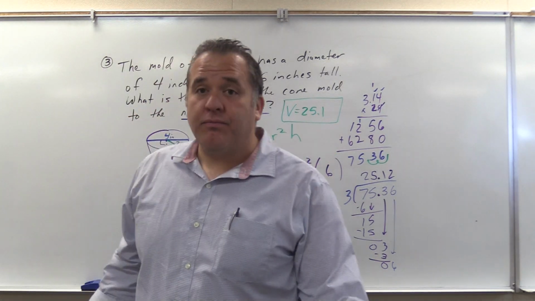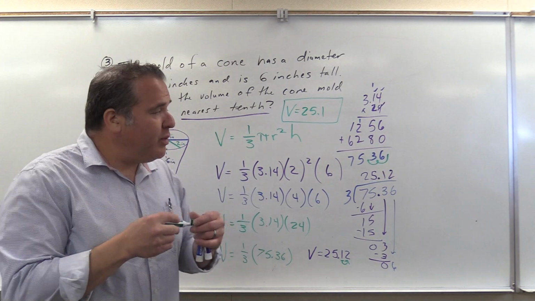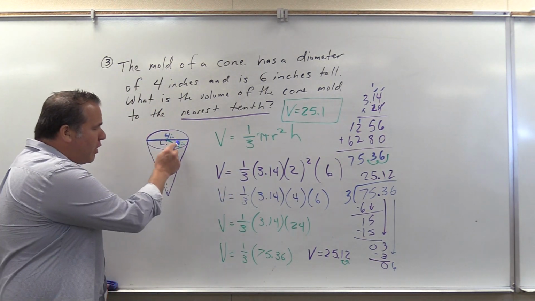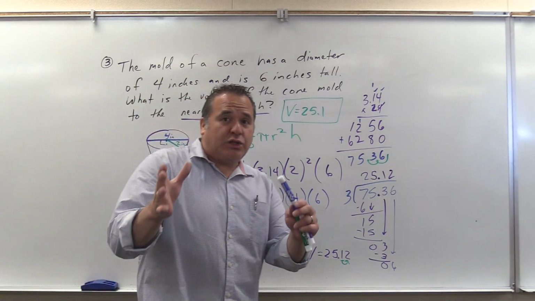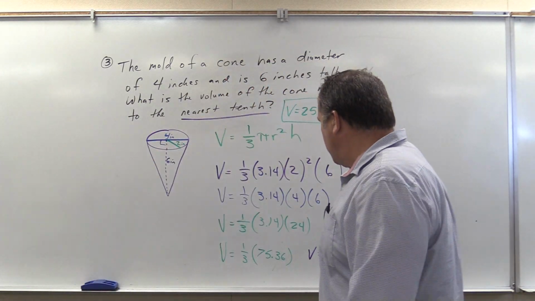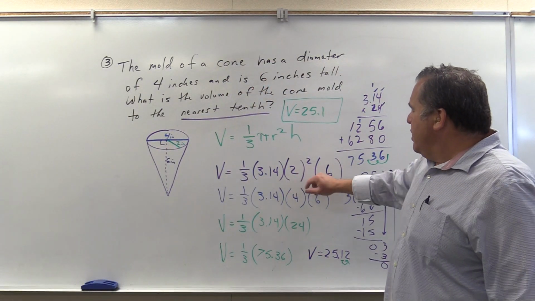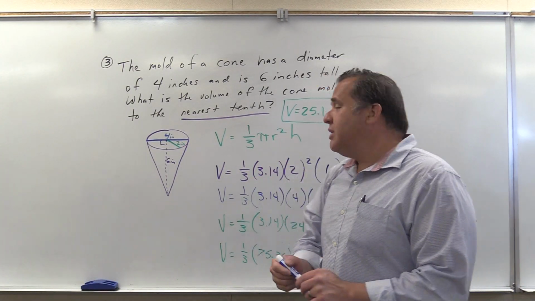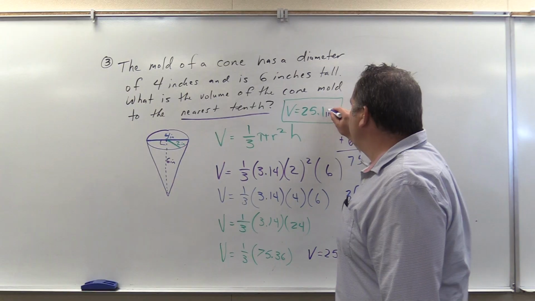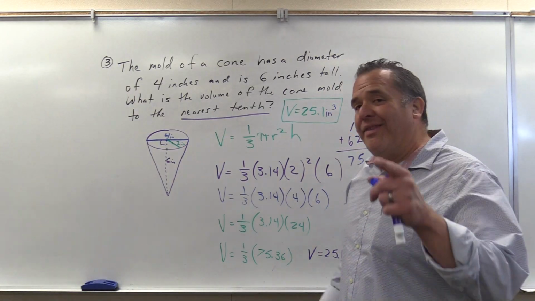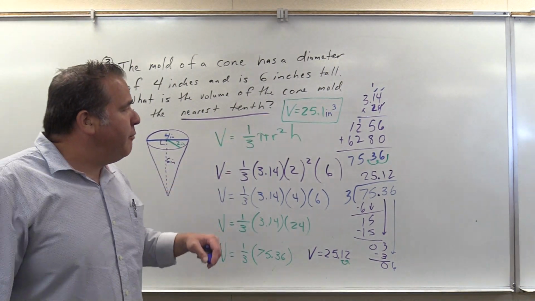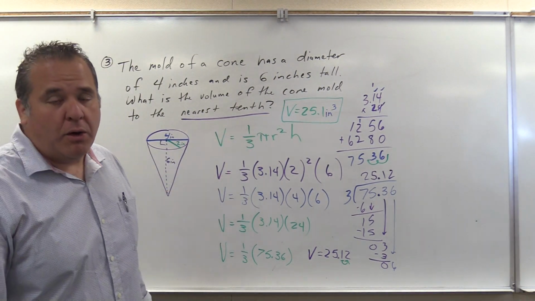Am I done? Nope. Because what kind of units of measure are we using? We are using inches, right? And so if we're using inches, notice we took 3 numbers and multiplied them together with inches. So that means we're going to have inches cubed. Now that right there, folks, that's our answer, okay? 25.1 inches cubed, all right?